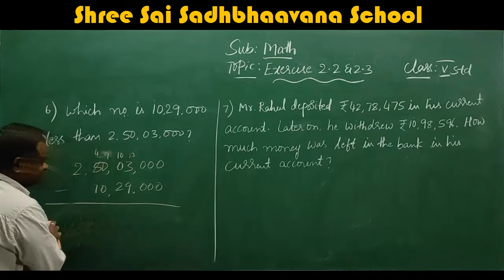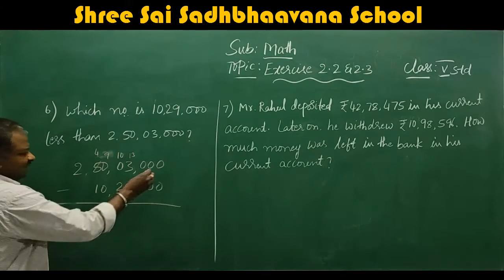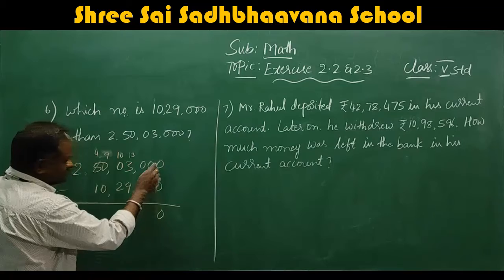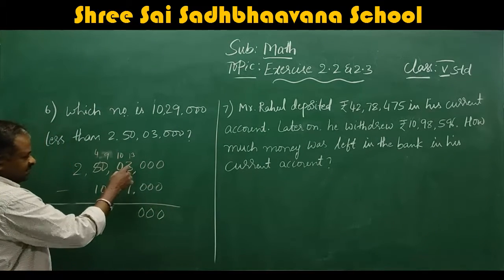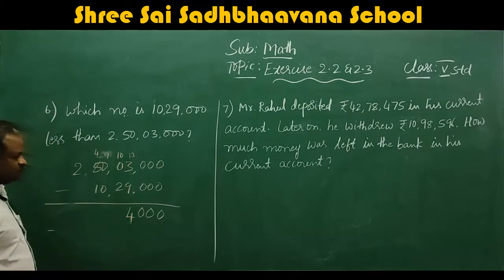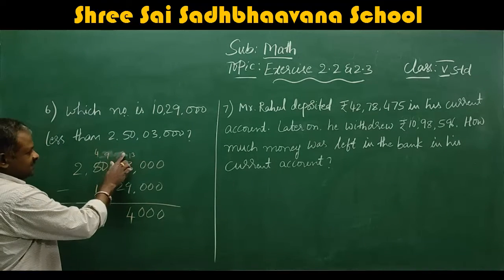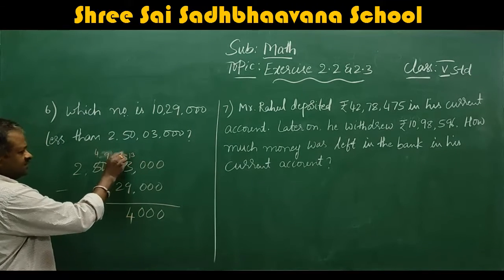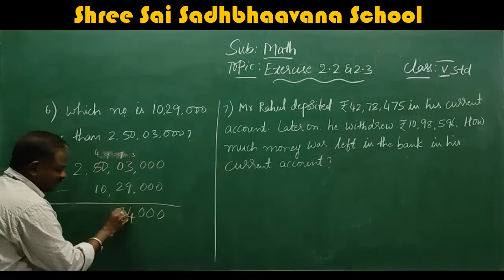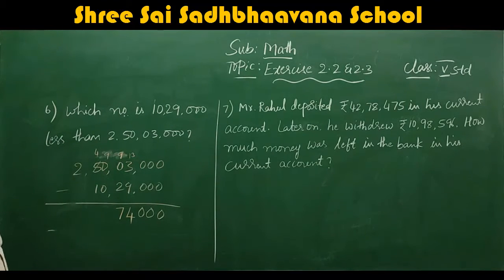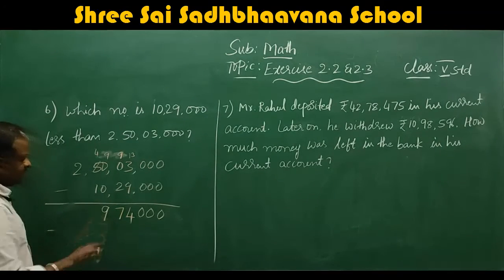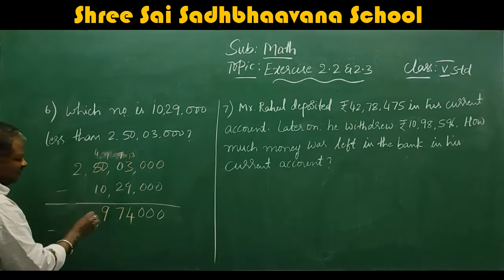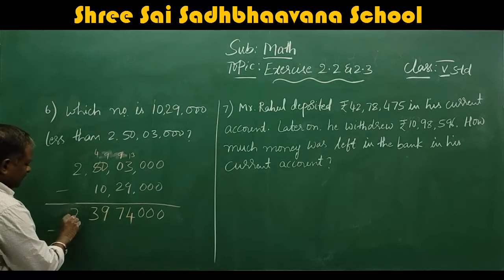Once again I will do this. 0 minus 0, 0. 0 minus 0. 0 minus 0. 13 minus 9, 4. Here this is 9 only. 9 minus 2, 7. 9 minus 2, 7. This is also 9. 9 minus 0, 9. Here it is 4 minus 1, 3. 2 as it is.